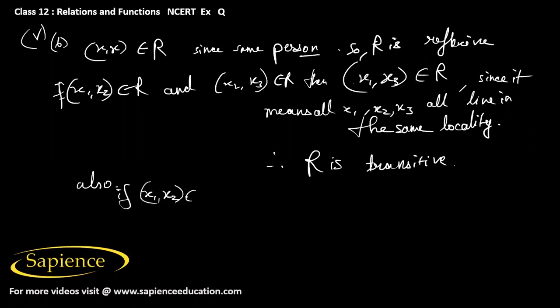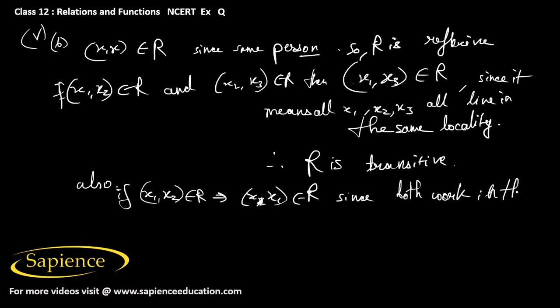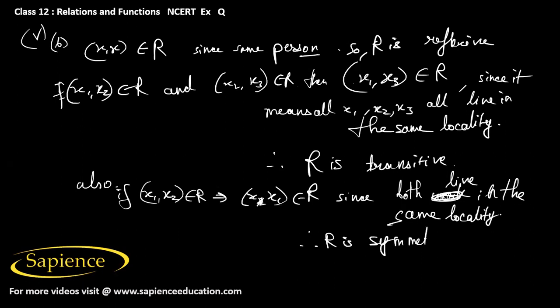So also if x1 comma x2 belongs to R, then this also implies x2 comma x1 also belongs to the relation R. Since why? Since both live in the same locality. So therefore R is symmetric also. So here also R is symmetric, reflexive, and transitive.